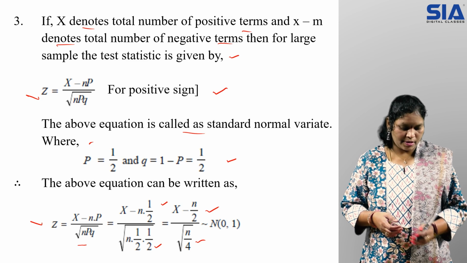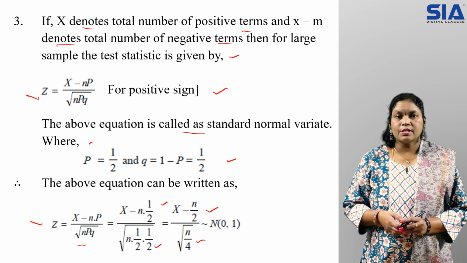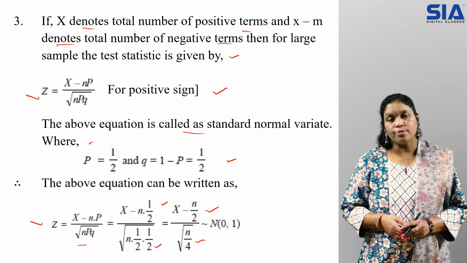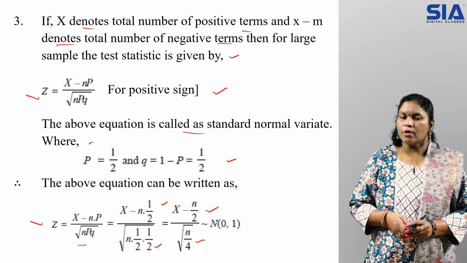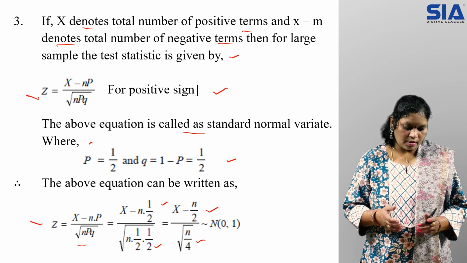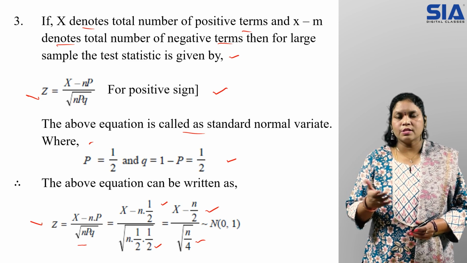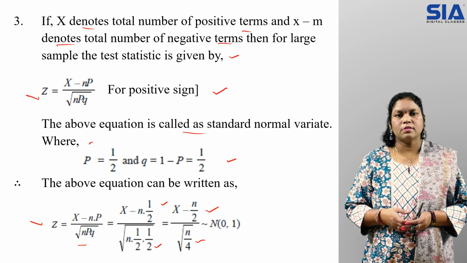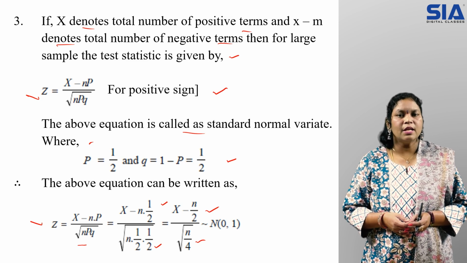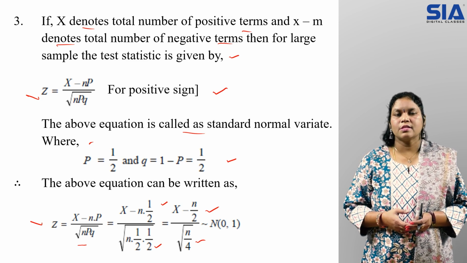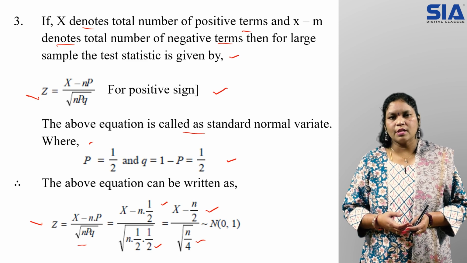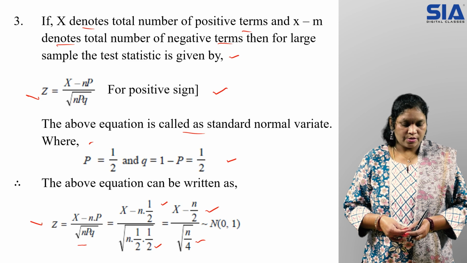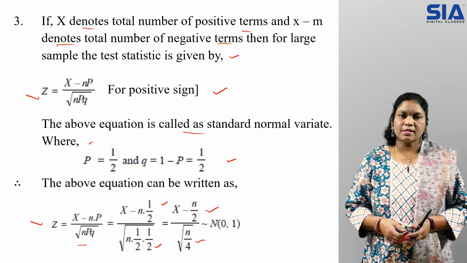So for larger samples, this becomes the formula for us: Z is equal to x minus n by 2 by root over n by 4, the normal distribution formula. So this is your Z formula, and the conclusion and decision will be the same as we take for a general large sample test. If the calculated value is less than the tabulated value, we'll accept H naught, otherwise we reject H naught. So the same conclusions will go on here also. So this is your sign test for one sample.